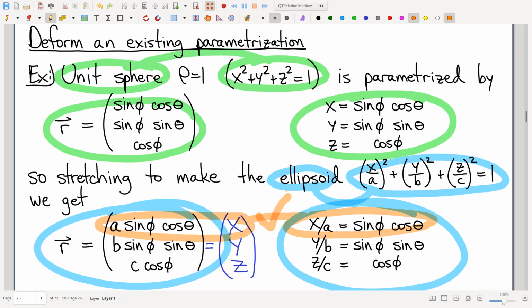Good technique though, that we started with a parameterization of a sphere, and by just a little tweak, not reinventing the wheel or anything, just a minor little tweak, now we have a parameterization of the ellipsoid.